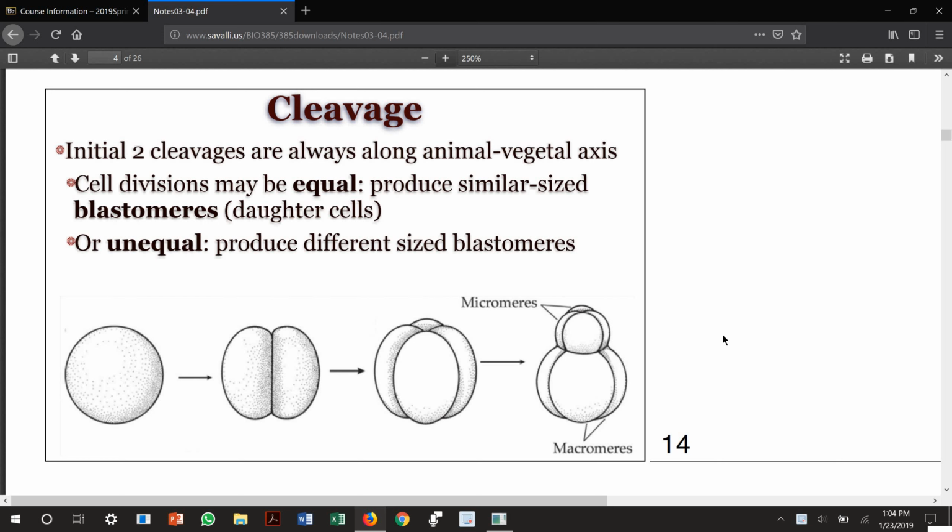And then the third division is going to be horizontal, basically, and separate the animal from the vegetal pole. So first division, second division, third division. That third division in particular may be relatively unequal and produce different sized daughter cells called blastomeres, or it may be relatively equal and produce similar sized cells. So again, that's another variability in the very early stage of development. So here we're at the 8-cell stage. This is after 3 cell divisions.